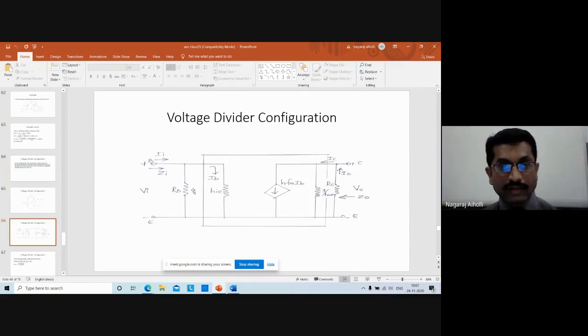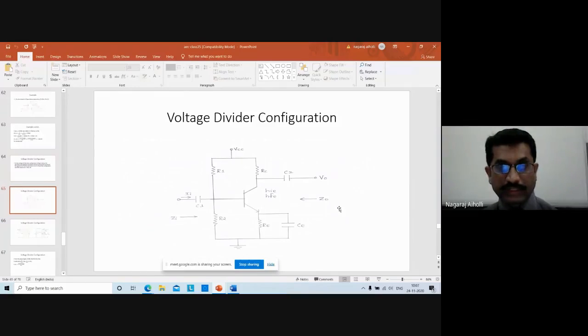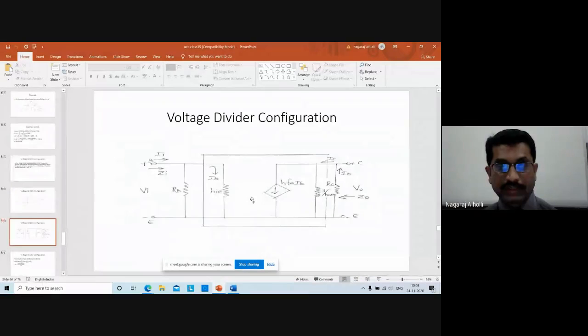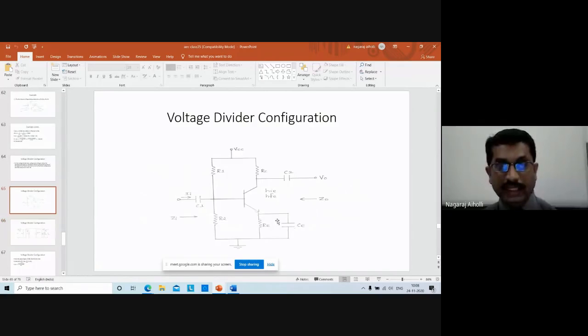Here RB is there, HIE is there, HFE IB is there, 1 upon HOE, RC is there. Now if we look into this circuit, there is also the resistance RE, but why is this RE not considered? Can anybody make a guess? Why is the emitter resistance RE not considered in the approximate hybrid model? This is the same as the approximate hybrid model of the fixed bias circuit, just with RB replaced by R1 parallel R2. But we are not considering this emitter resistance RE. Can you think why?